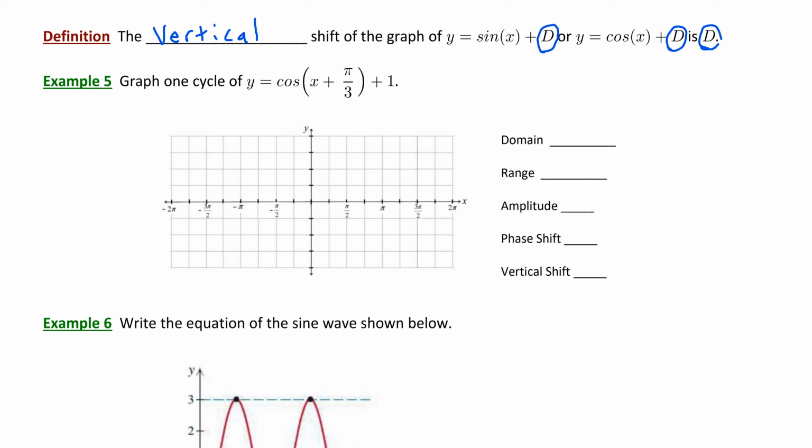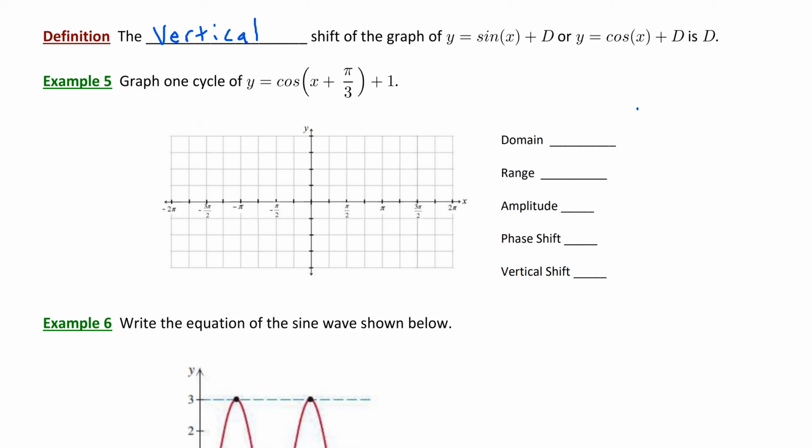So the difference between a phase shift and a vertical shift is the placement of that constant. Notice here the constant is outside the function. That indicates a vertical shift. When the constant is inside the argument, added or subtracted, then we've got a phase shift. So let's graph one cycle of y equals cosine of x plus pi over 3 plus 1. Notice we have a constant added inside the argument and a constant added to the entire function.